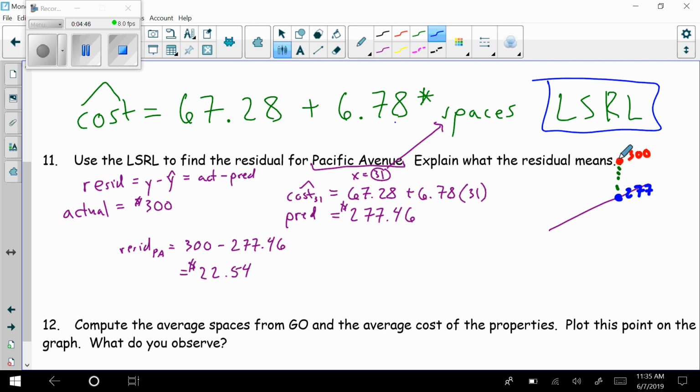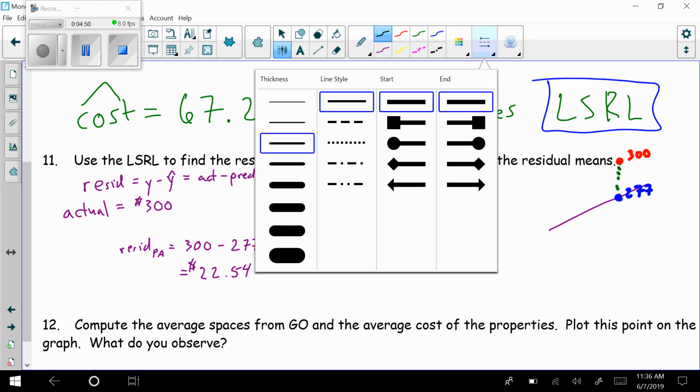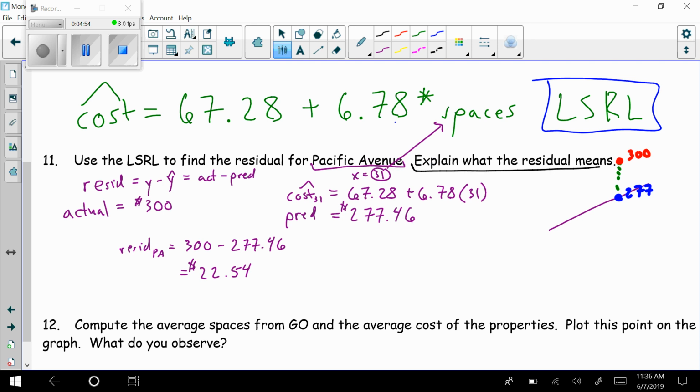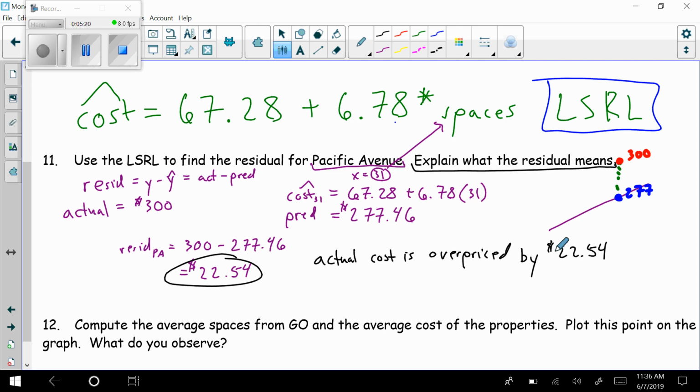So you can see that it's up above. What does that mean for us in the context of the problem? Because it does say explain what the residual means. I have this residual for Pacific Avenue, and it means that the actual cost is overpriced. According to our model, it's overpriced by $22.54. We know it's overpriced because it's above. This is interpreting a residual. Of course, if it would have been down below, then we would say it's underpriced, and that would have given us a negative. It always depends on the context of the problem how you interpret this, and it definitely matters whether you're the buyer or the seller. But that is how you create a residual and how you interpret it.